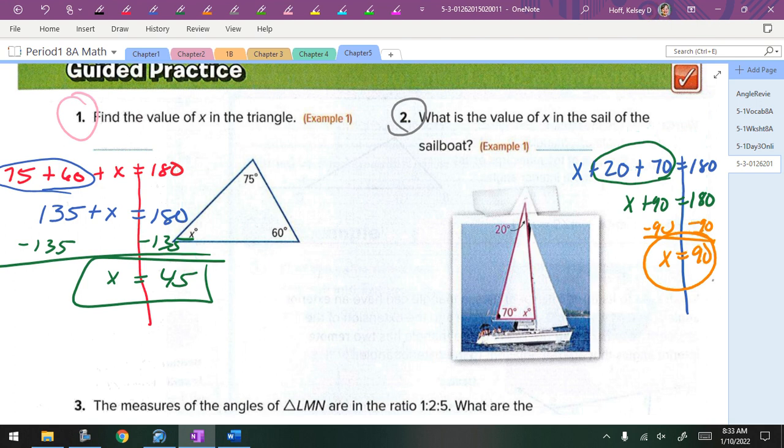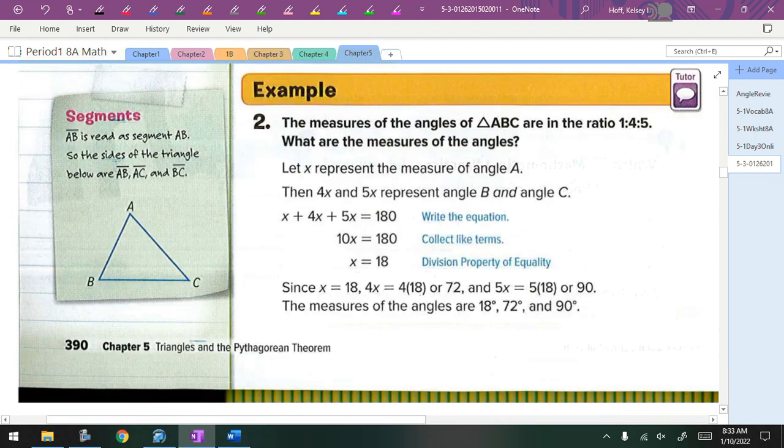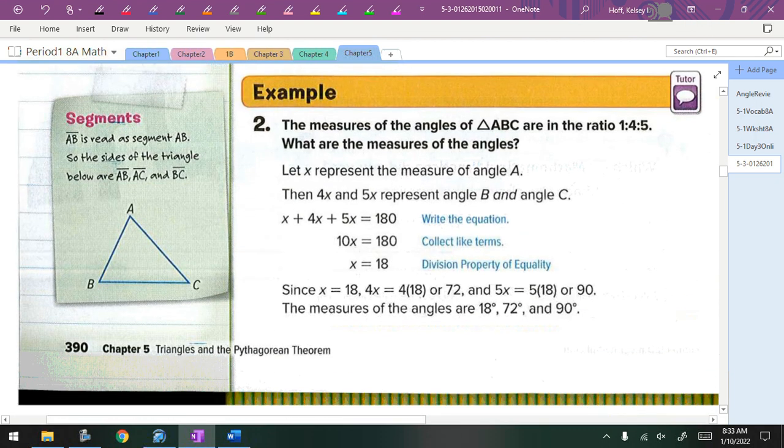All right, all right. Flip it back a page. We're going to go back to page 390 at the very bottom where it says example number 2. Add 70 and 20 together.